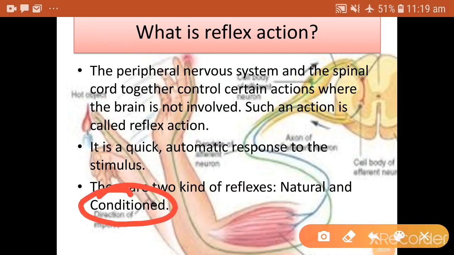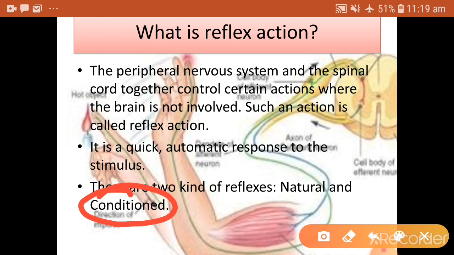Next you have conditioned reflex action. That means it happens due to some previous experience. For example, at the sight of your favorite food, your mouth starts watering. But before that, you never experienced such a thing, because you had never tasted that food. After tasting that food and liking it, whenever you see that food, your mouth starts watering. So it is conditioned. It is because of the previous experience.